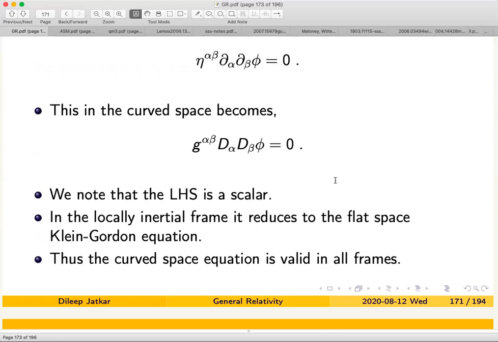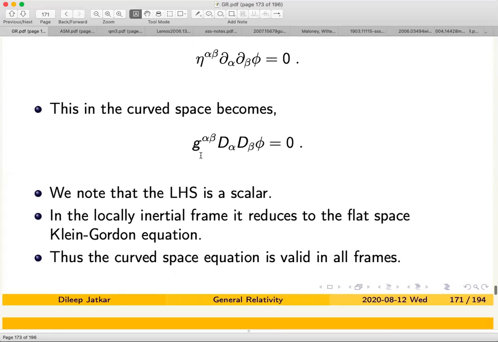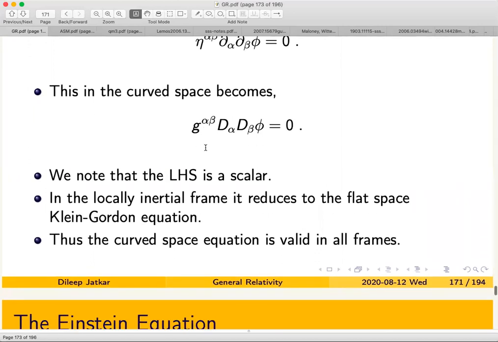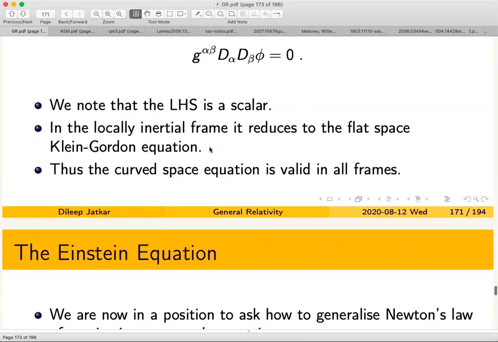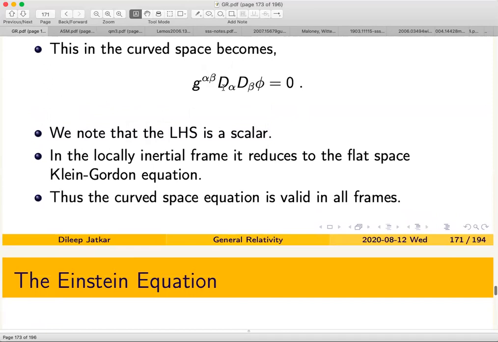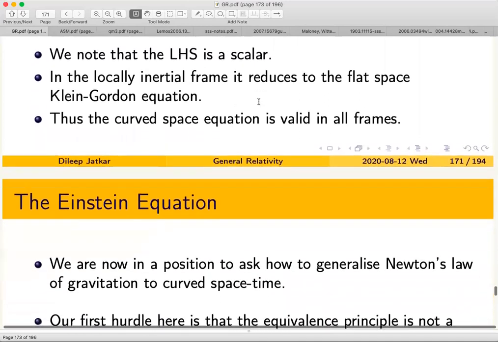Fine. So this equation satisfies the same conditions that we were imposing earlier. Namely, in the local Lorentz frame, it reduces to the flat space Klein-Gordon equation. And it is a general coordinate invariant expression because the left-hand side is a scalar with respect to general coordinate transformations. Therefore, if this equation is true in one frame, it is true in all other frames. That pretty much settles the form of this equation in curved space-time with Einstein's equivalence principle.